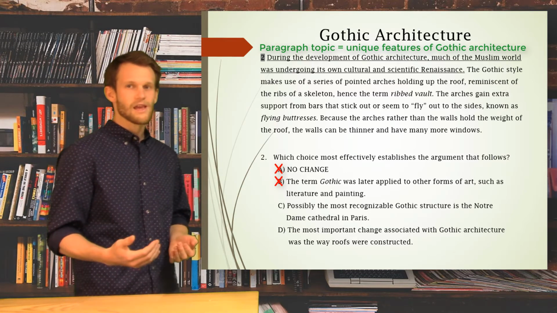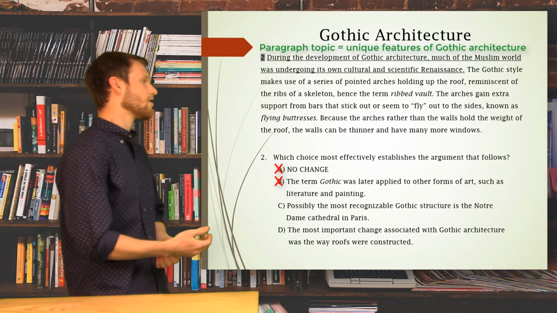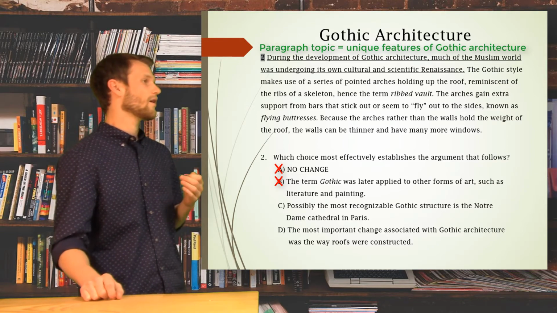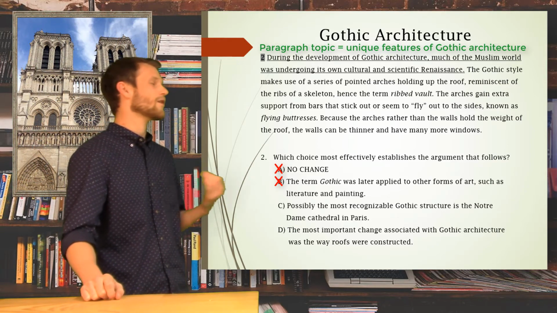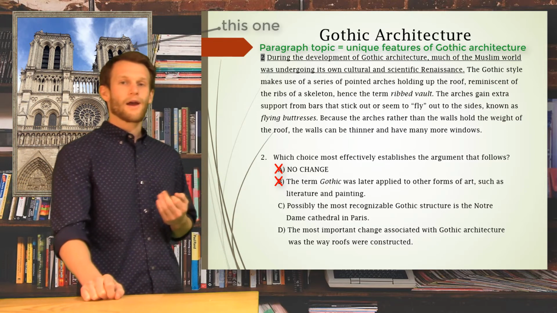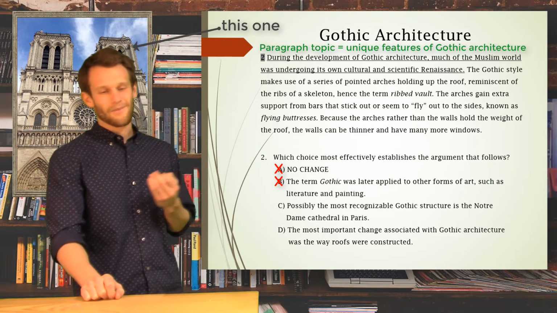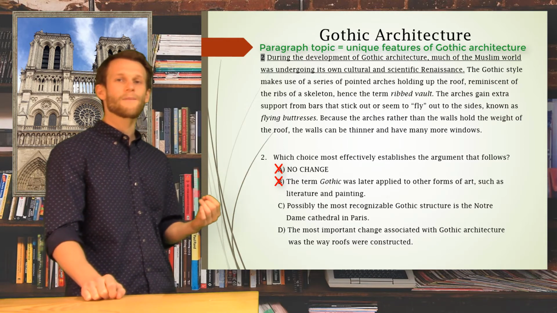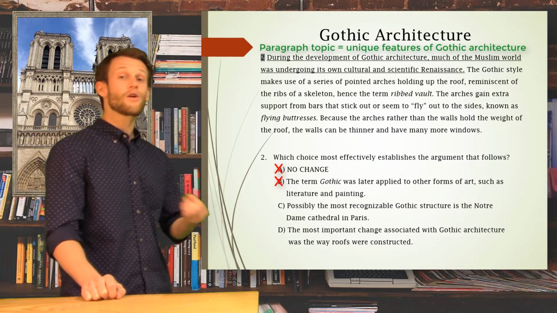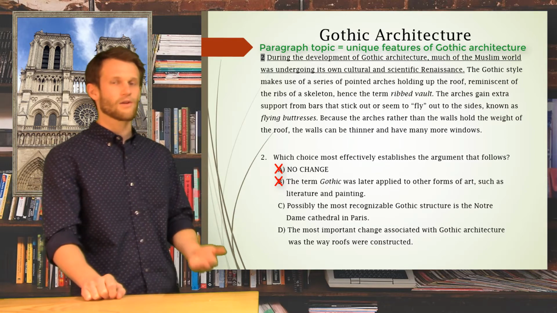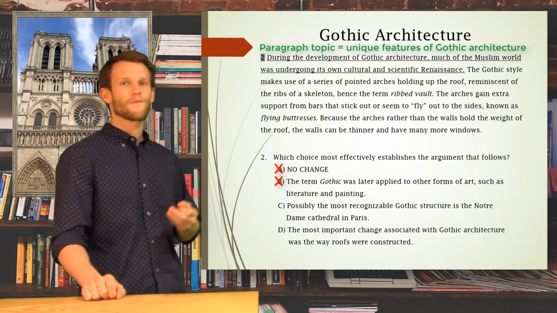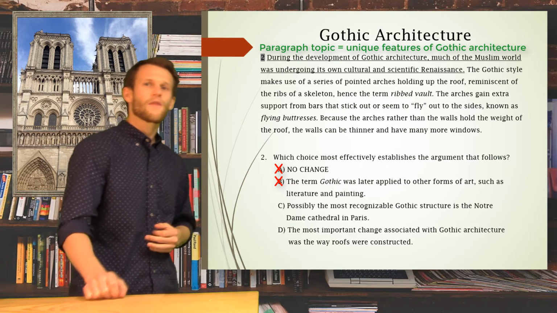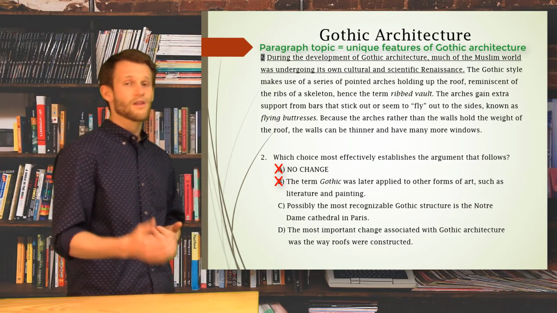Now we've got C, and that one's just saying the most recognizable Gothic structure is the Cathedral Notre Dame in Paris. Again, this one is problematic. We don't mention specific examples elsewhere in this paragraph. And we don't even know if Notre Dame, this very famous cathedral, has the features discussed here, the ribbed vaults and the flying buttresses. Therefore, we are pretty confident C is no good too.